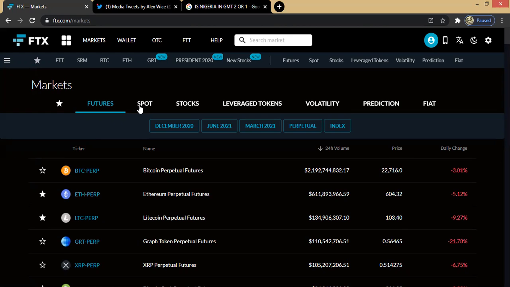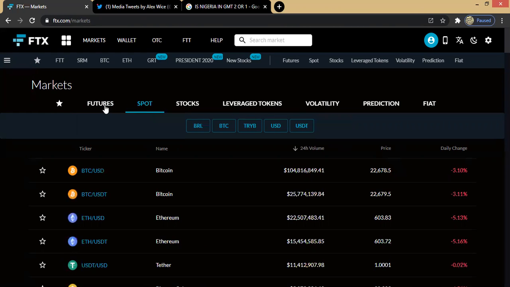All right, so currently I'm logged into the website. I'm logged into one of my accounts, as you can see, and then this is the home page, and then we can see the various markets available. We have futures, spot, stocks, leverage tokens, volatility, prediction, fiat. Okay, so we're gonna move from futures to spot because that's where we'll be purchasing. Instead of the normal futures we've been trading, we're going to be moving on spot.